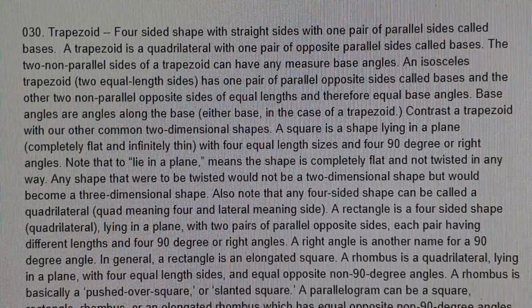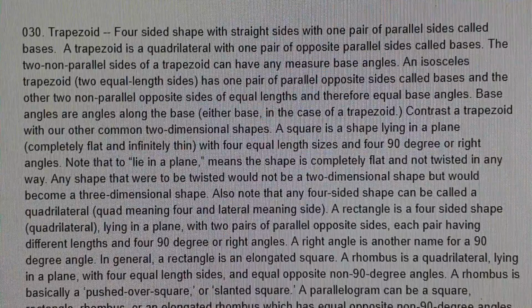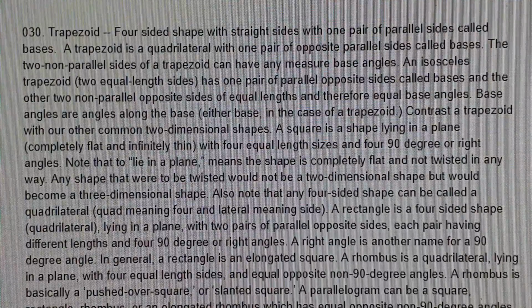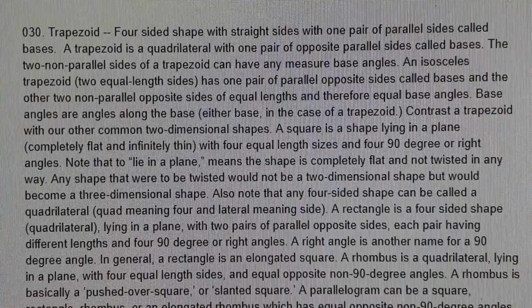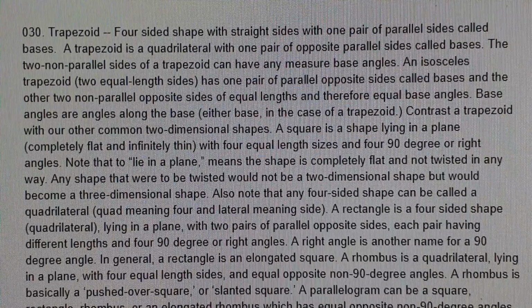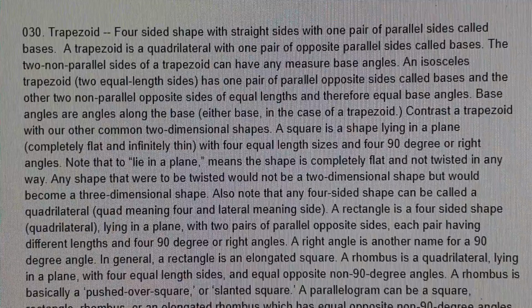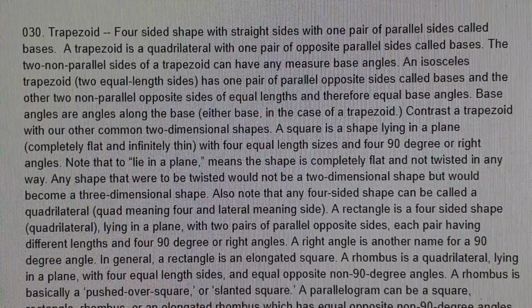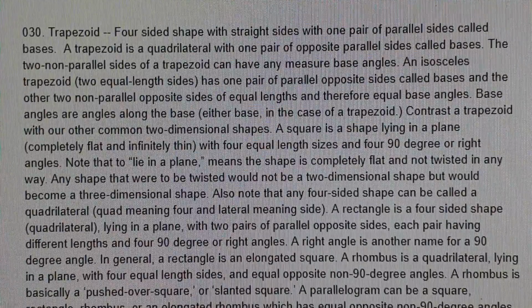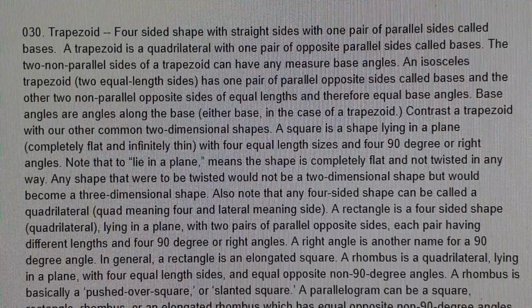Trapezoid. A four-sided shape with straight sides, with one pair of parallel sides called bases. A trapezoid is a quadrilateral with one pair of opposite parallel sides called bases. The two non-parallel sides of a trapezoid can have any measure, as can the base angles.